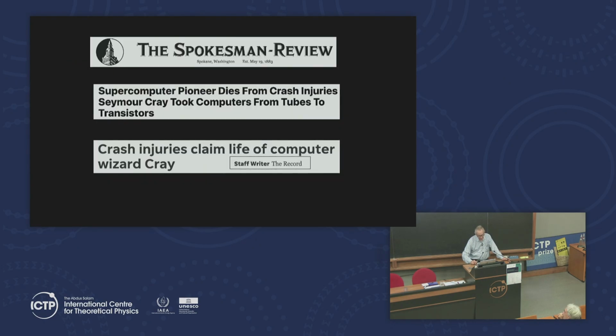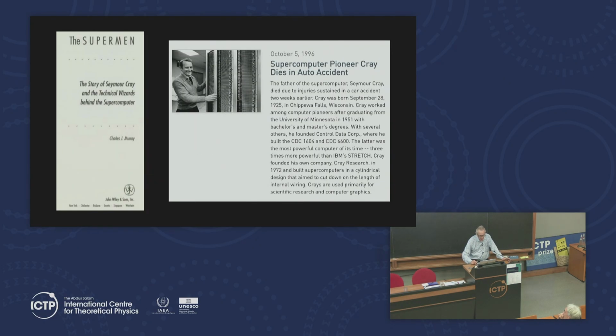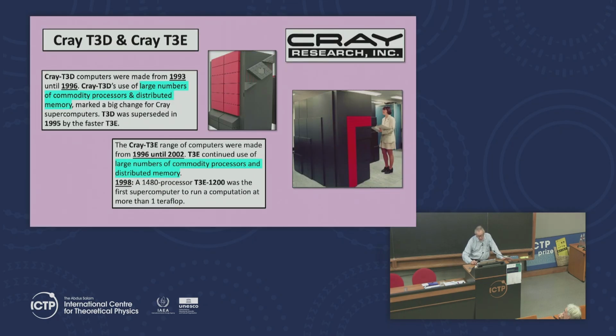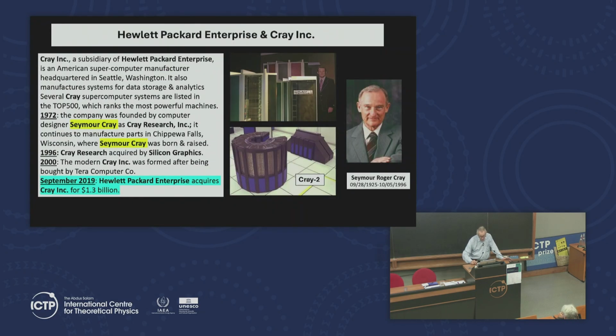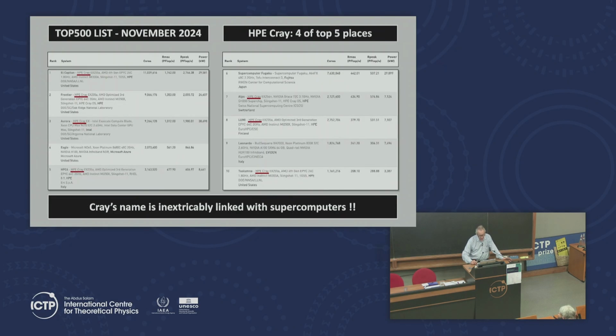Huge newspaper headlines when he died. They just go on and on and on. The company continues. The one that he left to build the Cray 1 is still there, went to massively parallel. And Hewlett-Packard eventually became the owner of that. And this is my last slide. If you look at the latest list of the top 500, the name Cray is on 4 of the top 5. So Cray's name is inextricably linked with supercomputers. And that's it, I'm done. Thank you very much, Mark.